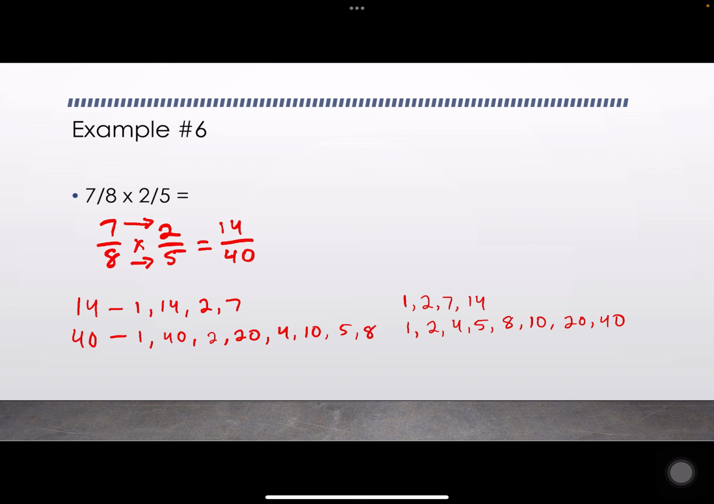So now we can see that the greatest common factor is 2 for both of these. And we'll divide both the numerator and the denominator by 2 up here. We'll end up with 7 over 20. So this is our simplified answer. Remember that it's always best practice to leave your answer in its most simplified form.